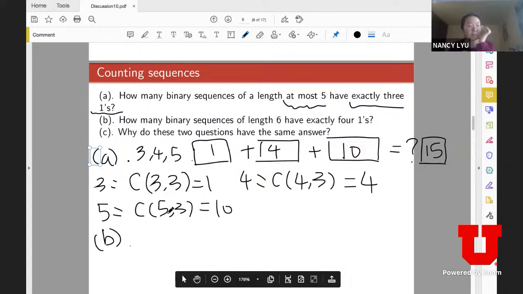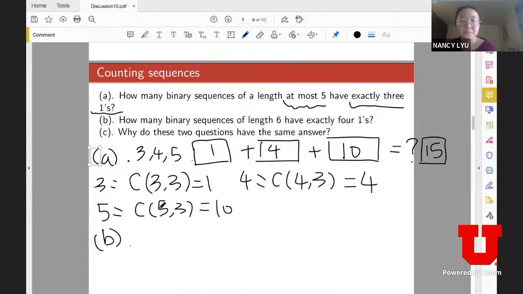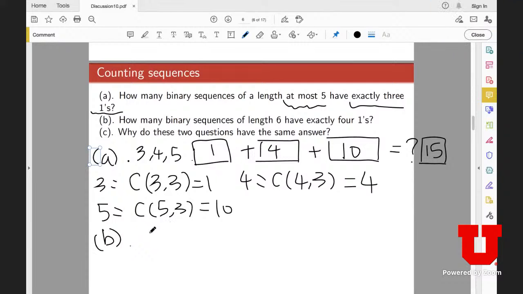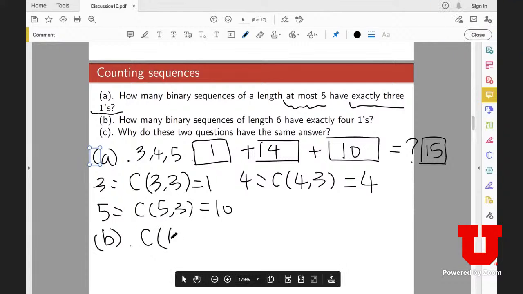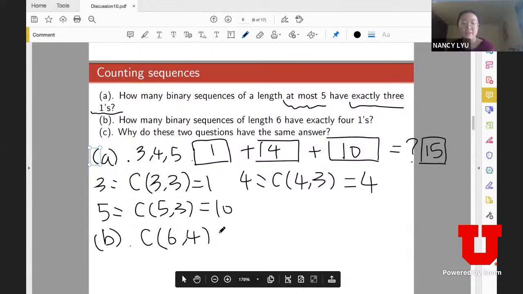Okay, so part B asks how many binary sequences of length 6 have exactly 4 ones? 6 choose 4, which is 15. Yep, 6 choose 4, 15.